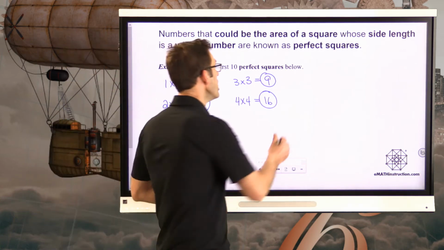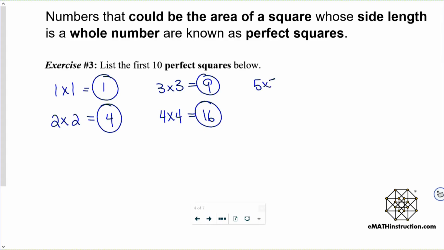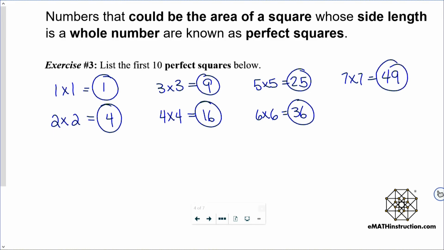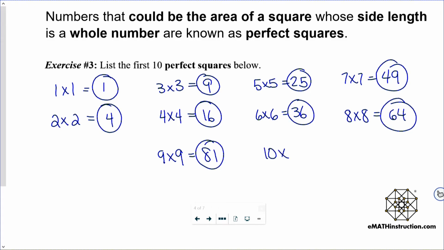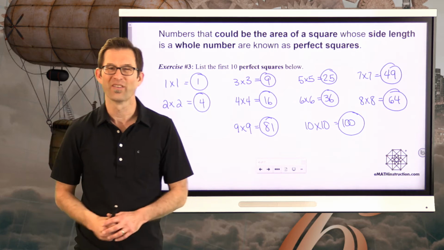So here we go. The next one will be 5 times 5. 25 is a perfect square. 6 times 6, 36 is a perfect square. 7 times 7, 49 is a perfect square. 8 times 8, 64 is a perfect square. 9 times 9, 81, that's a perfect square, and 10 times 10, 100. Kind of looks like the number 100. 100 is a perfect square.